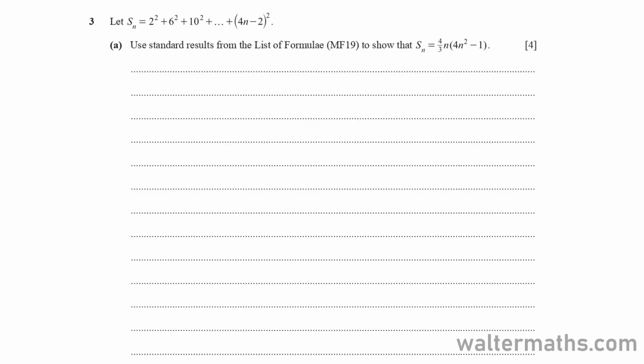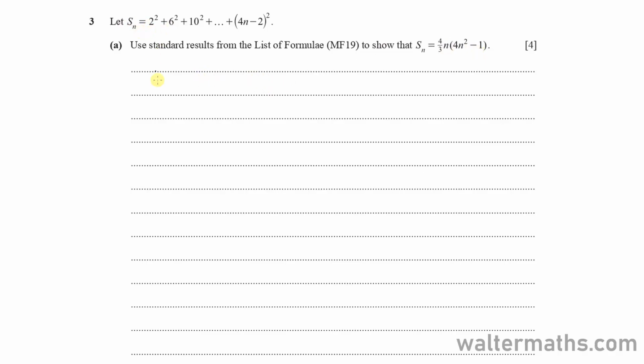Question 3. Let s sub n be equal to 2 squared plus 6 squared plus 10 squared plus all the way to (4n minus 2) squared. On A, use standard results from the list of formula MF19 to show that s sub n is equal to 4/3 of n of (4n squared minus 1). So let's start with that.